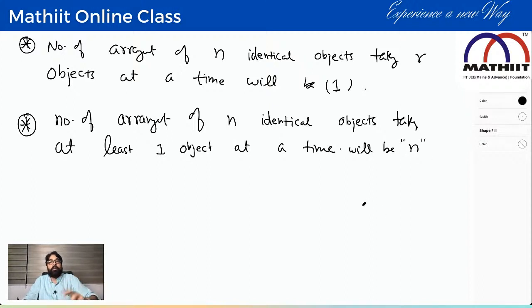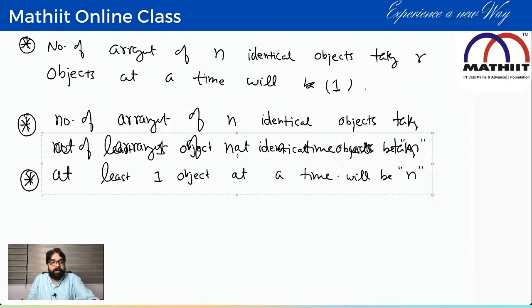Again, I'm saying you don't have to learn. I'm just telling you what possibilities can happen. If you have the notes, you can revise all these notes. That's all, it will be more than enough. So you will understand what possibilities can happen.